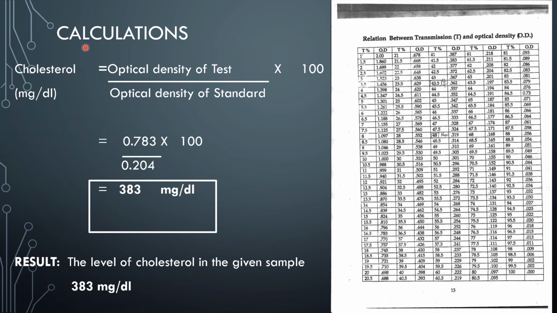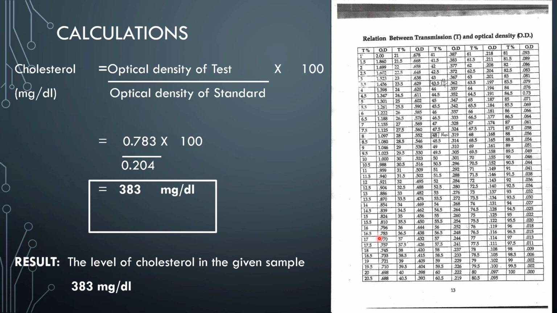Now I'll do the calculations, and you will use this formula: optical density of test divided by optical density of standard multiplied by 100. Now this table shows the relationship between transmittance and optical density, because the spectrophotometer has provided us the transmittance of standard and test solution. So we'll look for the optical density corresponding to the transmittance that we have gained.